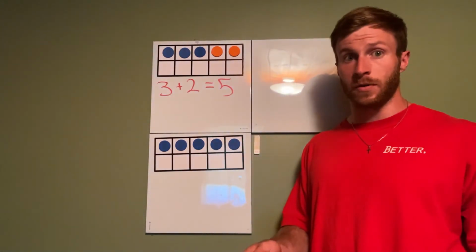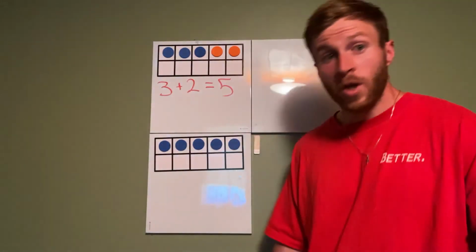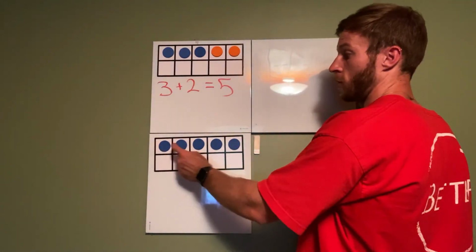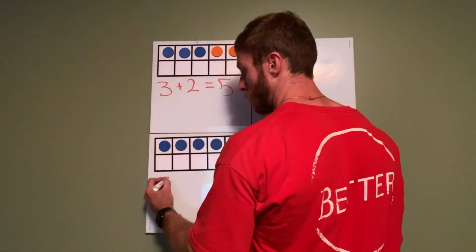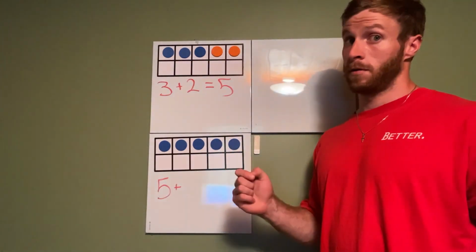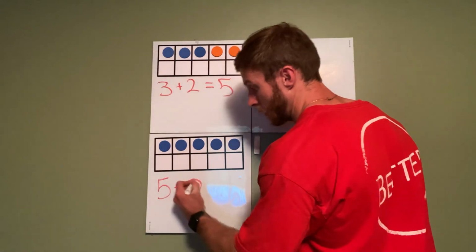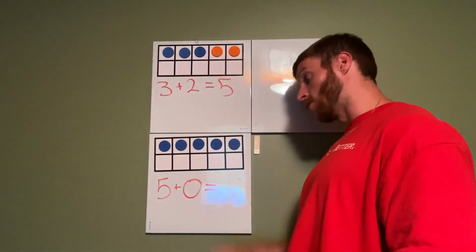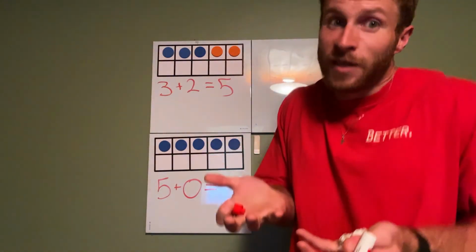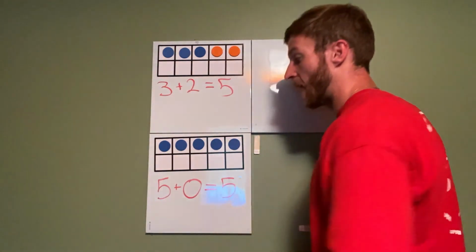So do we still have the same amount of circles? Let's count. 1, 2, 3, 4, 5. Okay, we do. But we made 5 a different way, didn't we? How many blue circles do we see up here? 1, 2, 3, 4, 5. We see 5 blue circles. Plus, how many orange circles do you see up here? Do you see any orange circles? No, we don't. So if we see no orange circles, we're going to write 0. So 5 plus 0 equals, if you have 5 cookies, and then I give you 0 more, you still have 5 cookies. So 5 plus 0 equals 5.